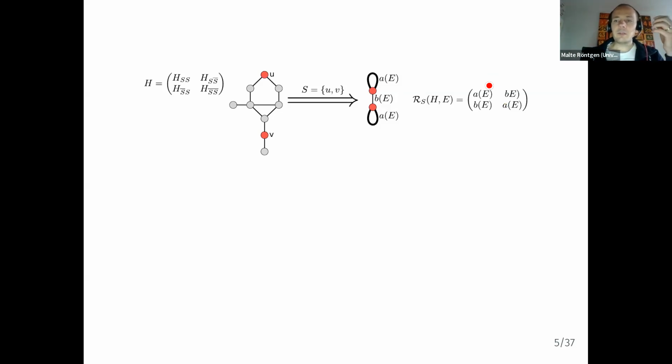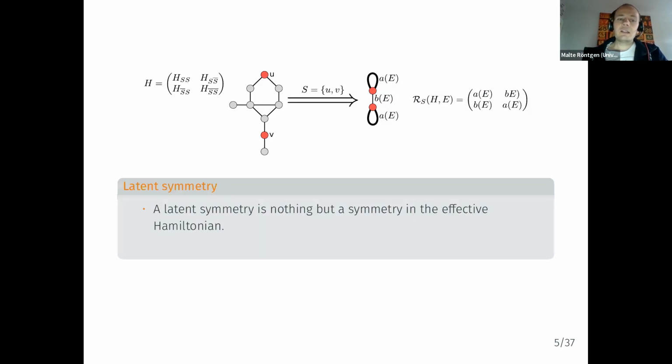And if you want, you can visualize this 2x2 matrix in a graphical form where you identify these funny looking loops with the diagonal, or effective on-site potentials. And now if you look at this graph here, you will immediately see that it has an obvious reflection symmetry about this axis here. And this is exactly what a latent symmetry is. A latent symmetry is nothing else but a symmetry in the effective Hamiltonian.